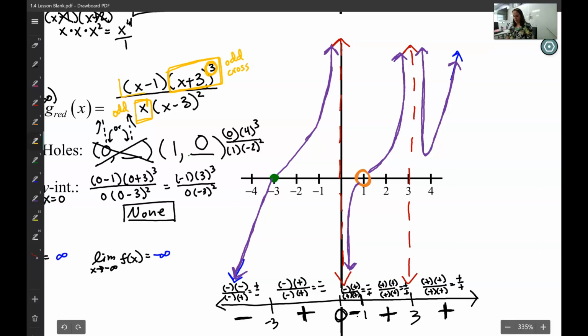Then I come to this 1 right here. That came from this part of the graph. Well, it also has a silent 1, which is odd. So that tells me I would cross through this x-intercept because the exponent is odd.